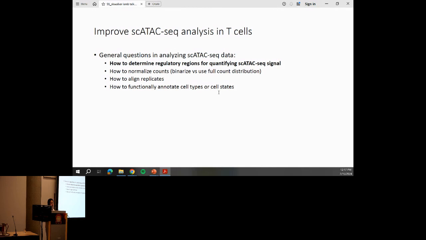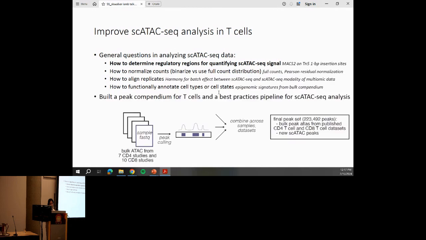There are many ways you can do this, and people do this, so it can get a little bit complicated. So in this work, we tried to build a peak compendium using a bunch of different published bulk ATAC datasets of T cells. And so we generated this new peak compendium, which can be used to analyze any future single-cell ATAC-seq data of T cells. We've also generated some epigenomic signatures for different T cell states, which allow us to extract new signal from our data.